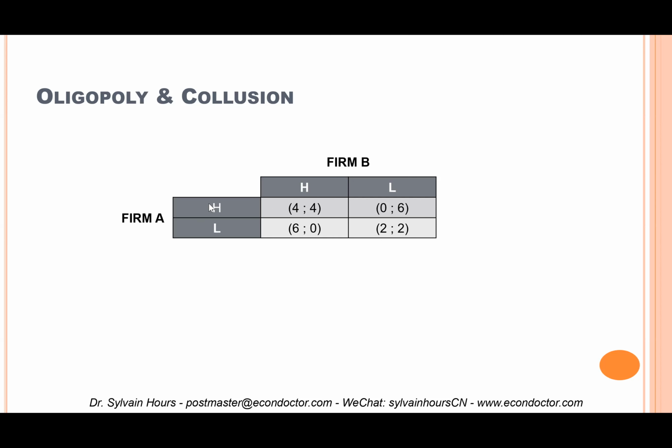And clearly, if they both agree to cooperate, then this leads to a situation where they can make a lot of profit together. This could be $4 million each. And if they both charge a low price, then this leads to a situation where they don't make a lot of profit, $2 million each.